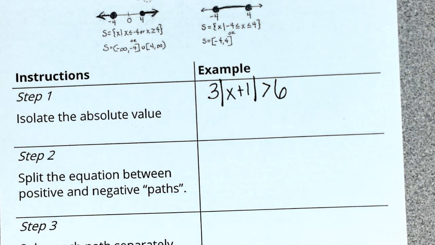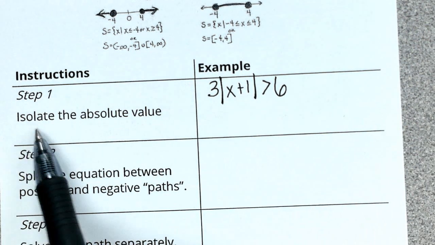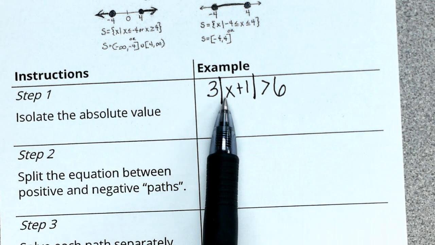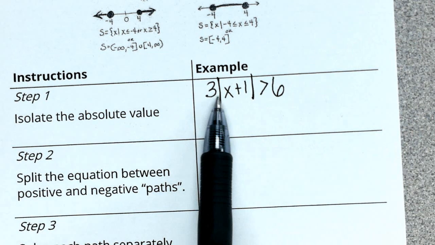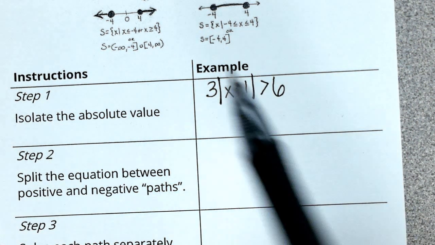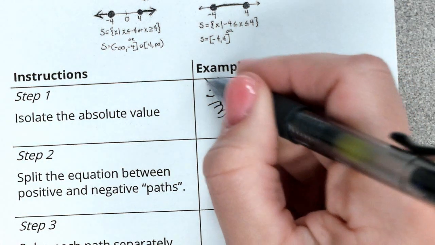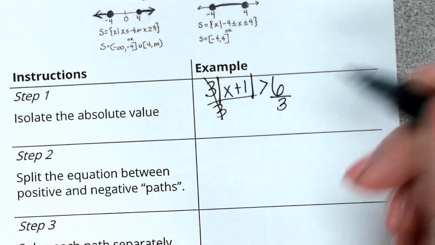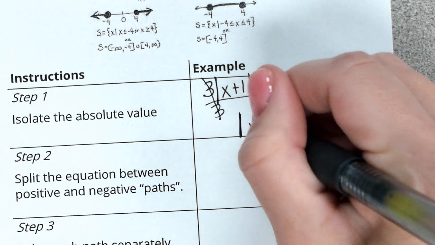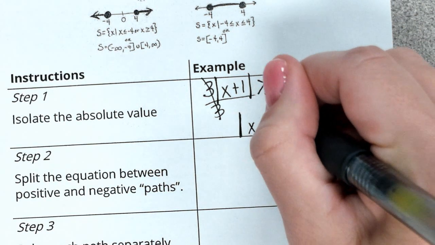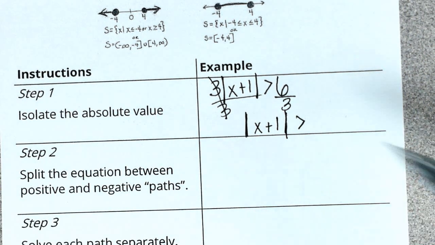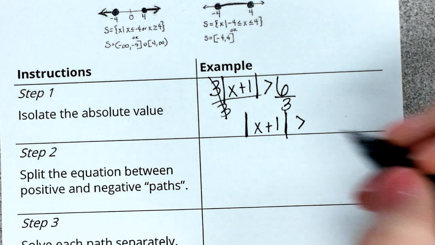Okay. So let's follow these steps. Step 1, isolate the absolute value, just like our warm-up, right? So to get this absolute value by itself, we would divide by 3. So divide by 3, that'll cancel out this 3. Divide by 3. So now I have absolute value of x plus 1 is greater than 6 divided by 3 is 2.